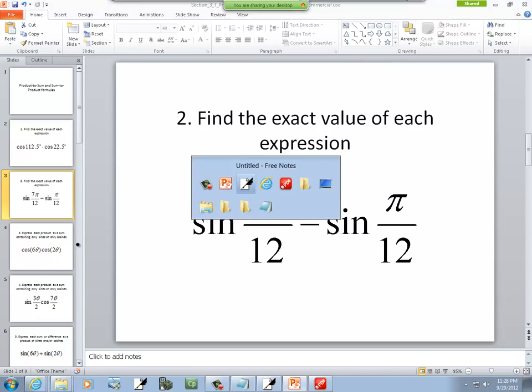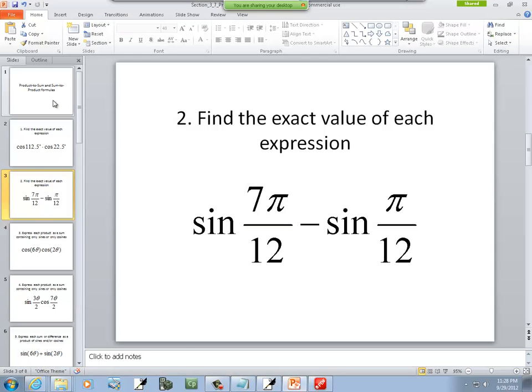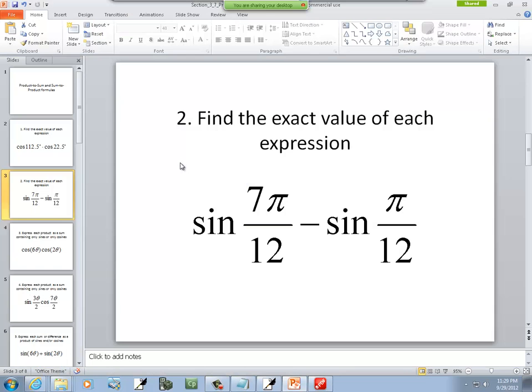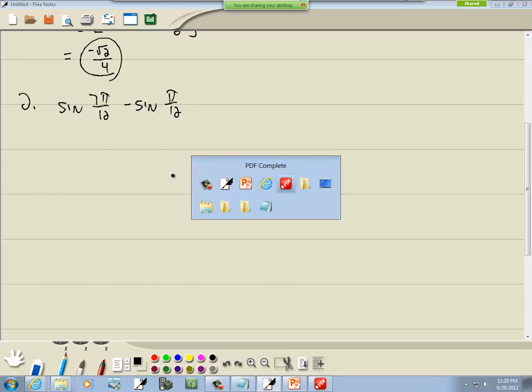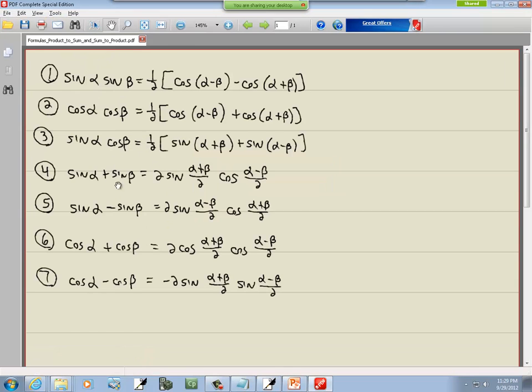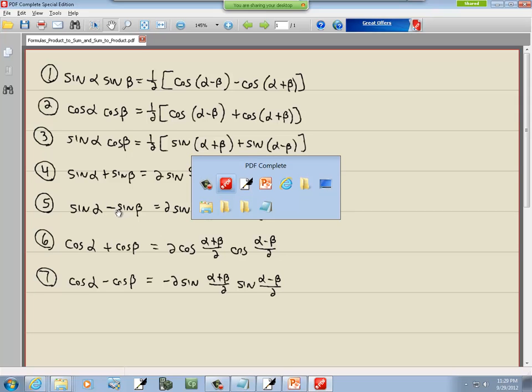Let's look at our second problem here. We've got sine of 7 pi over 12 minus sine of pi over 12. It says find the exact value of each expression. So again, I'm looking at my formulas. I'm looking for sine of something minus sine of something. That looks like the fifth one we have here. So let me write down that formula.